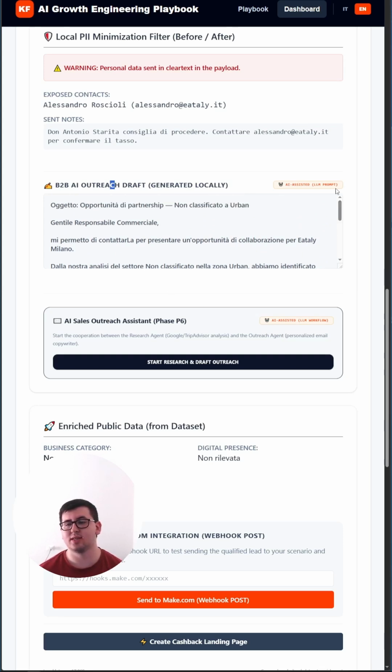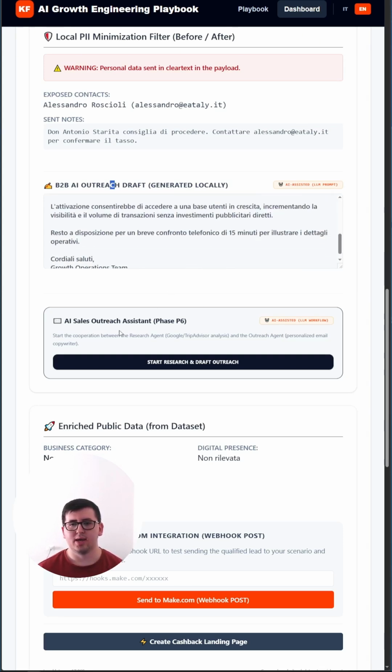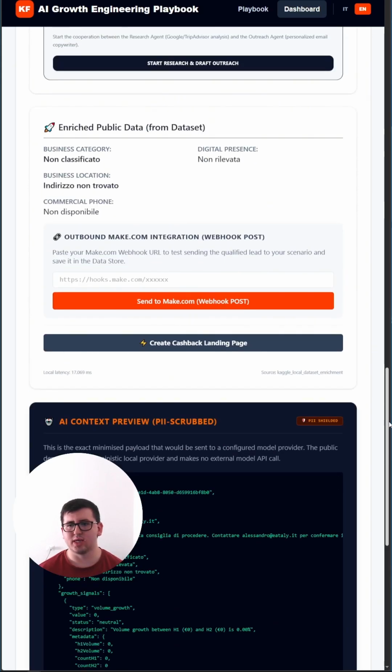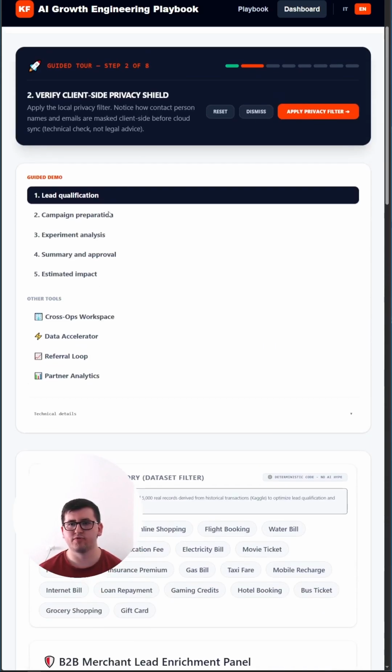In this case, it's in Italian, I'm sorry. AI sales outreach assistant, you can even do this. As I said, I didn't implement any AI in this case because I didn't want to do it. This is a proof of concept.